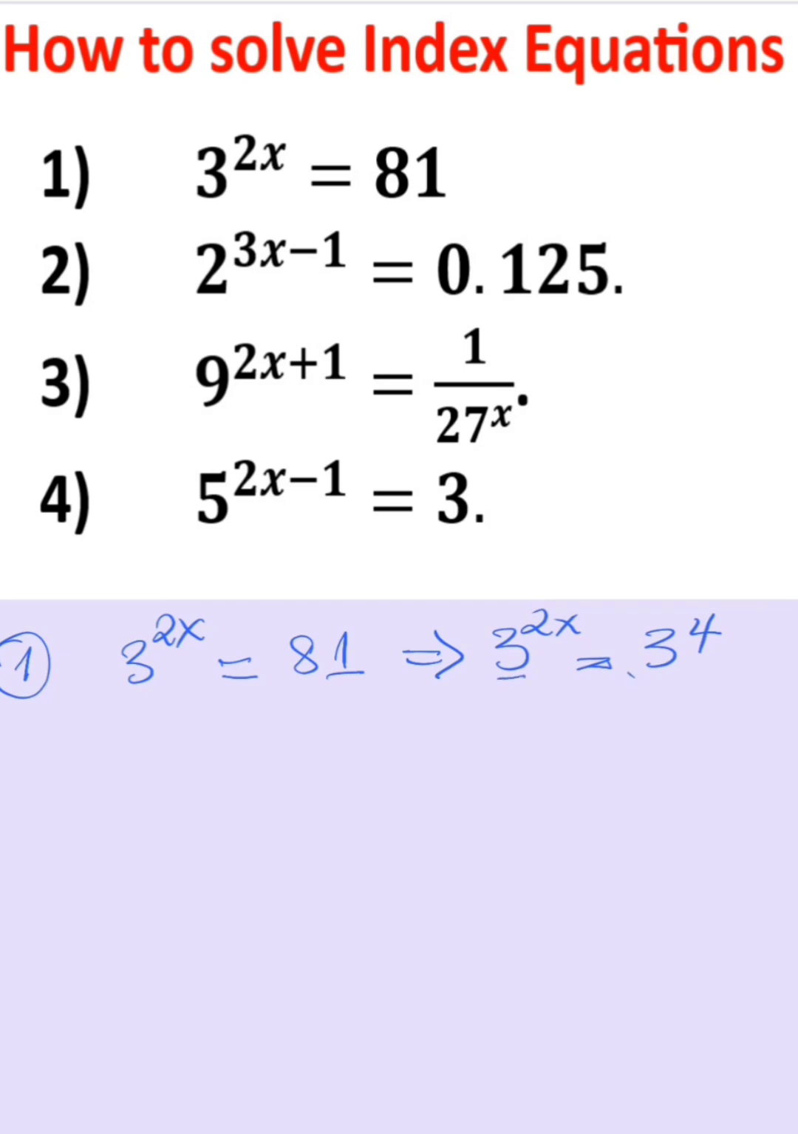Once the bases are the same, we now equate the powers so that we have 2x, the power on the left, being equal to 4, the power on the right. And if you proceed to divide both sides by 2, you have that x equals 2.